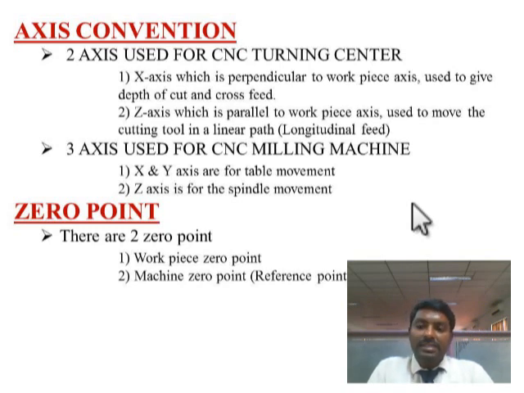Next one is machine 0 point. Machine 0 point is also called a reference point. It is fixed by the manufacturer for a particular type of machine. It is usually far away from the workpiece. So it is fixed. It cannot be changed. That is called a machine 0 point.